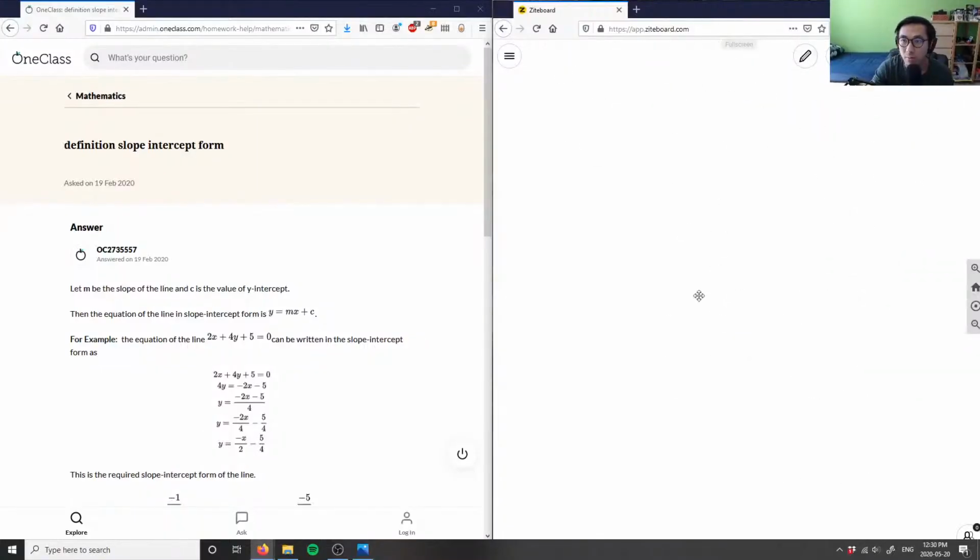Okay, so that's number 3. Let's look at number 4. So that's again the definition of slope-intercept form.